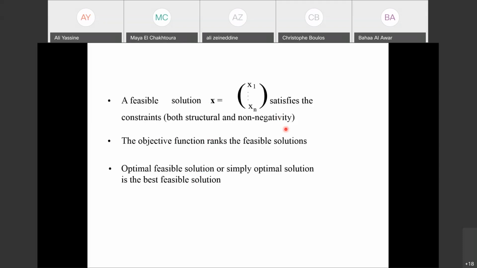Infinite. Many. 7? Infinite solution. Infinite. Bravo. That was a trick question. Yes, we don't have 7 or 8. We have an infinite number of feasible solutions usually.